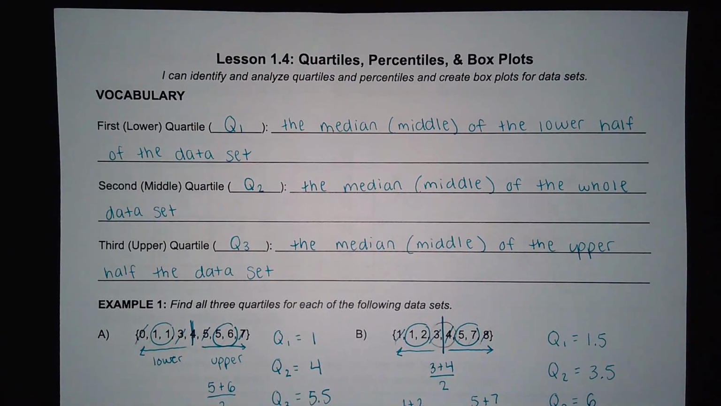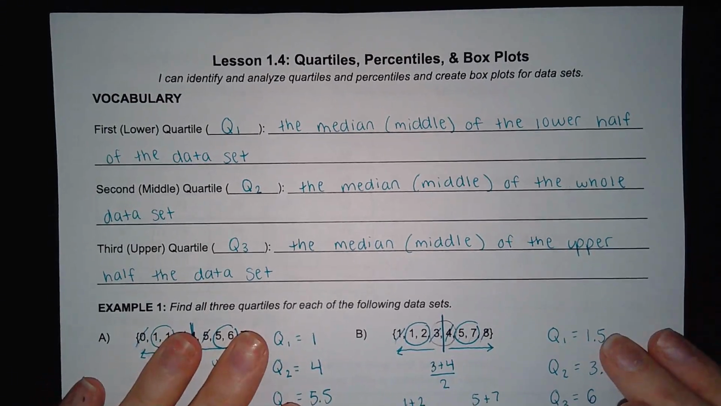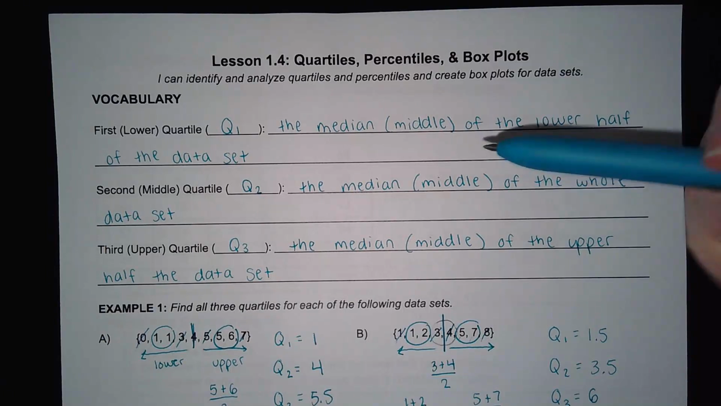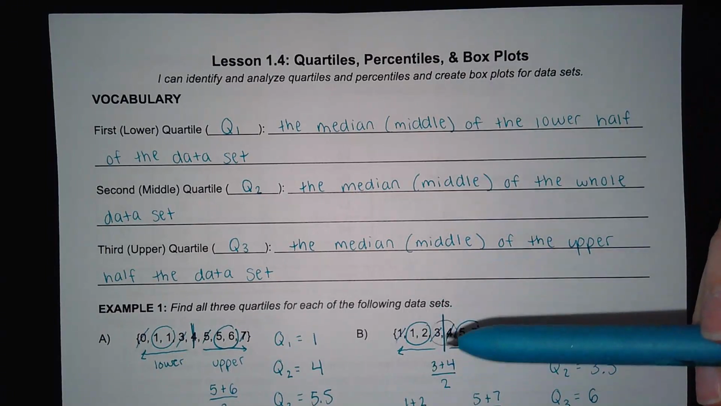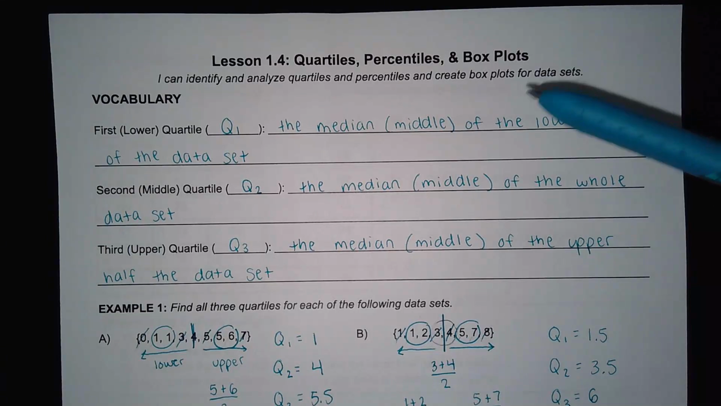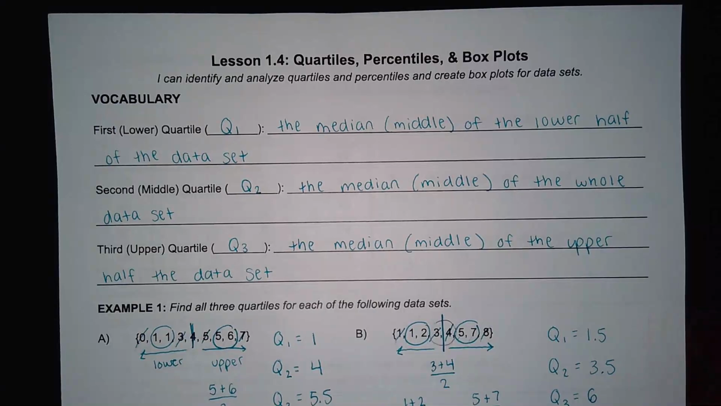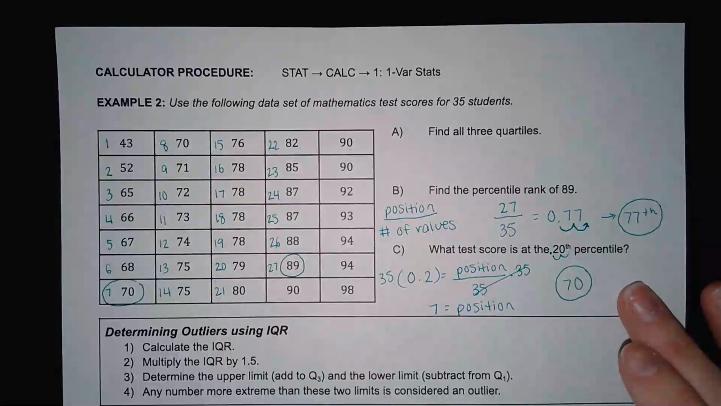Hello, welcome. We are in chapter 1 of FST, and in this video we're going to continue lesson 1.4. If you haven't watched the first part of this lesson, make sure you do that first so that you understand quartiles and percentiles. We've been talking about quartiles in order to get to the point where we're creating a box plot. So in this part of the lesson, we'll actually get to the point of creating a box plot. We're going to pick up at example number 2.